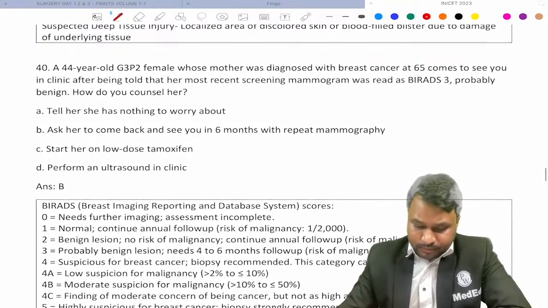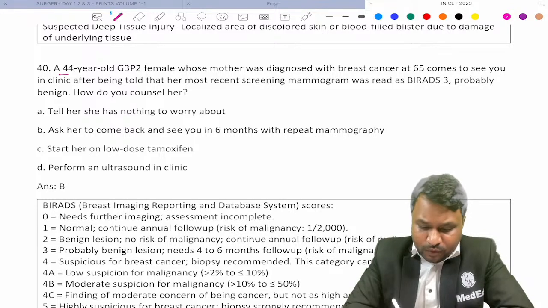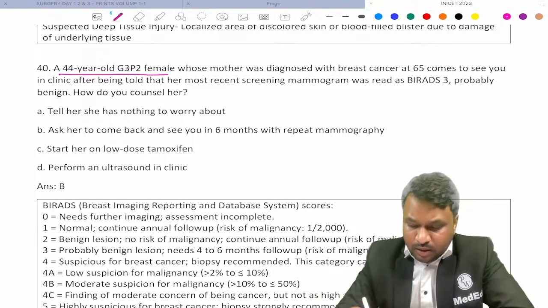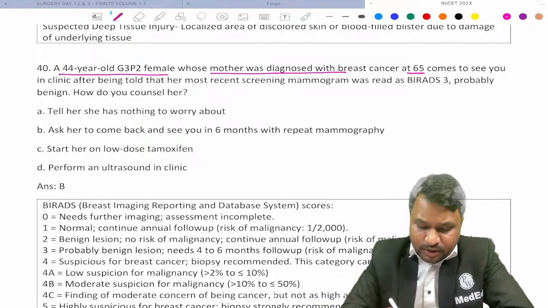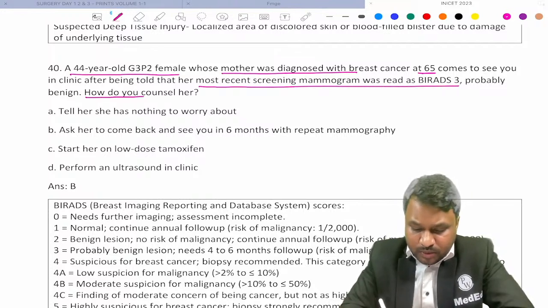Question number 40. Again, an interesting question. We have a 44-year-old G3P2 female. Mother was diagnosed with breast cancer at the age of 65. Now she comes to your clinic and says her most recent screening mammograph was BIRADS 3, which is probably benign. How would you counsel her?